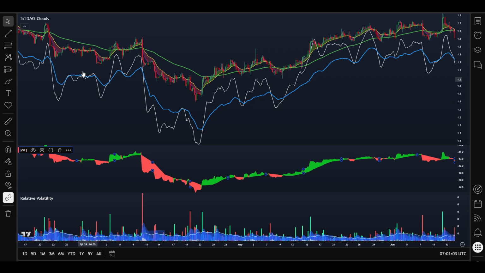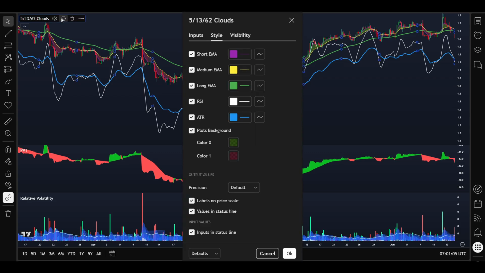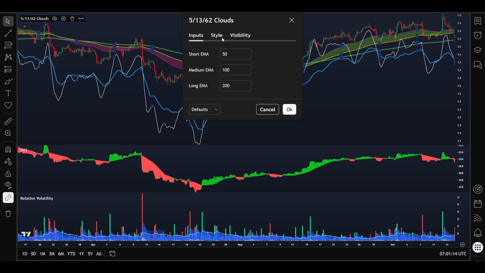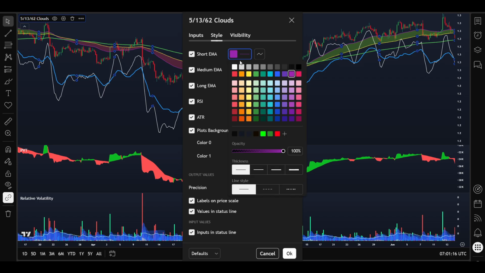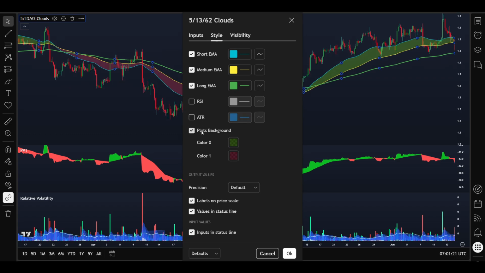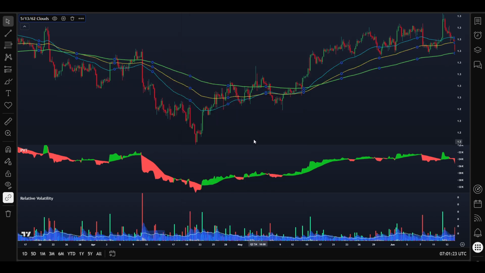EMA Cloud, JRL. Open settings. Inputs. Set the 3 EMAs to 50, 100, 200. Style. Change the color of short EMA line to make it distinguishable and uncheck these following options as they are not required for our strategy. Reading rule. Bullish trend when blue on top, yellow in middle, and green at the bottom with price holding above. Bearish trend when blue at the bottom, yellow in the middle, and green at the top with price holding below.